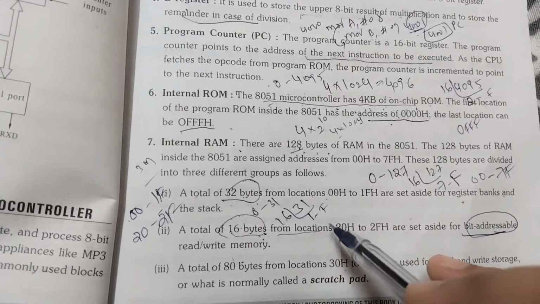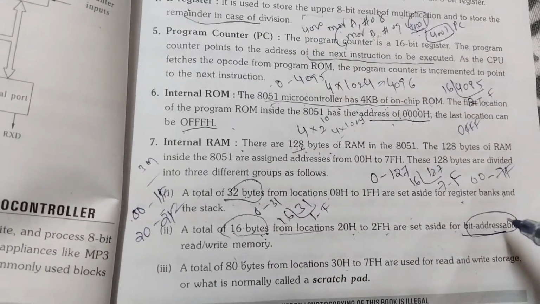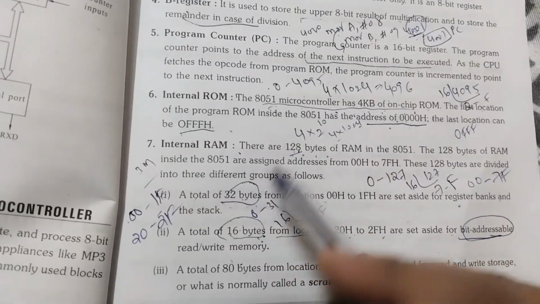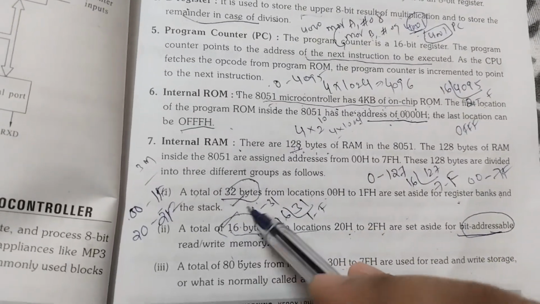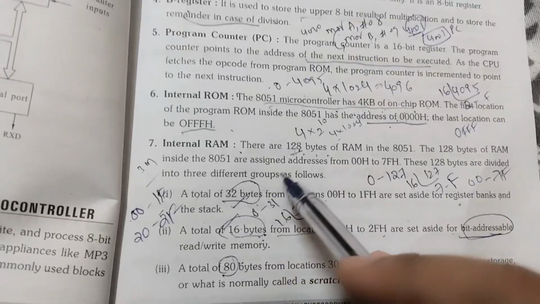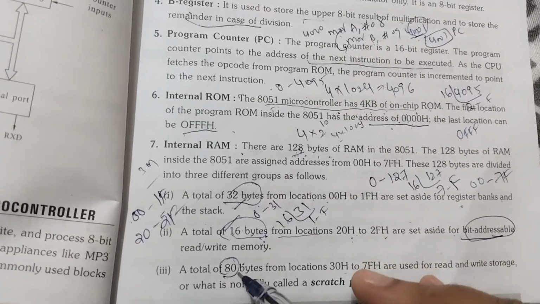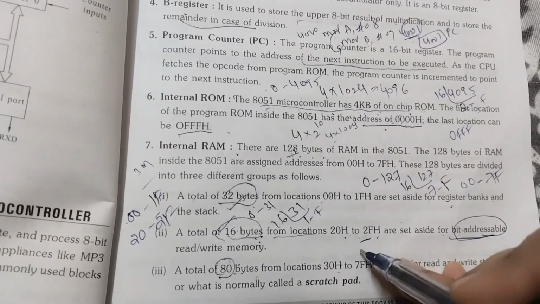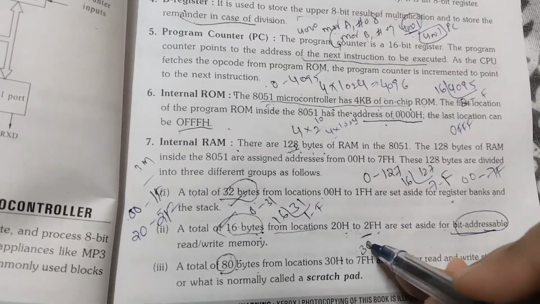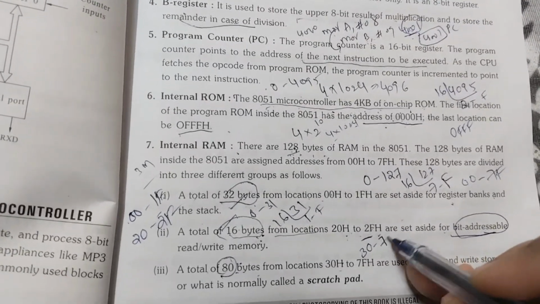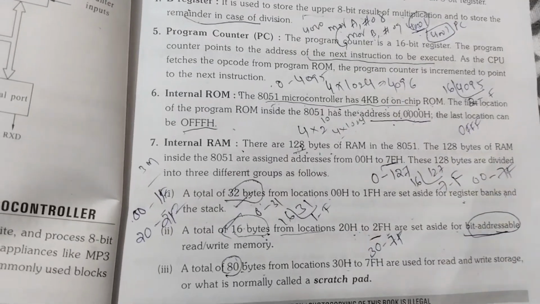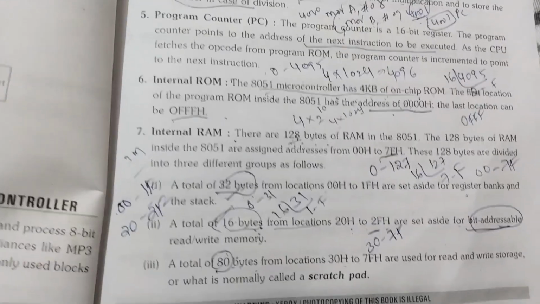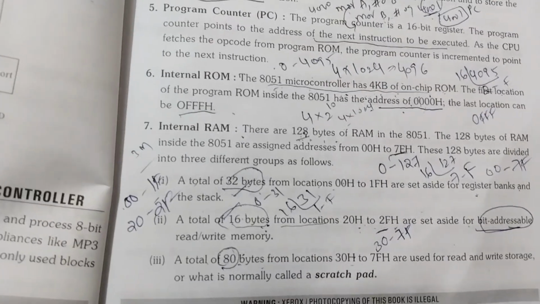The next 16 bytes, from 20 to 2F, are used for bit addressable read/write memory. Out of 128, 32 is over and 16 is over, so the rest is 80 bytes. 128 minus those gives 80 bytes. The remaining 80 bytes: 2F is over, after 2 we get 3, and after F we start again from 0. So the rest is 30 to 7F. These are the 80 bytes, called the scratch pad. It is used for read and write storage, normally called scratch pad.